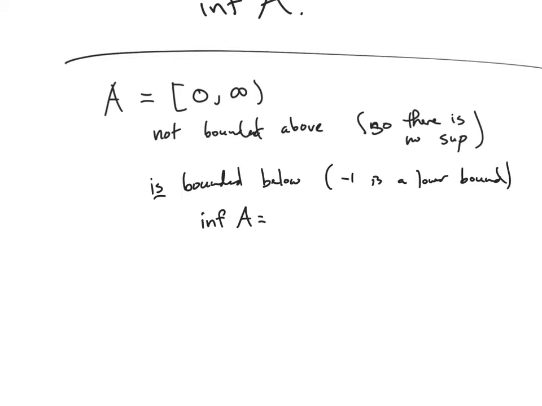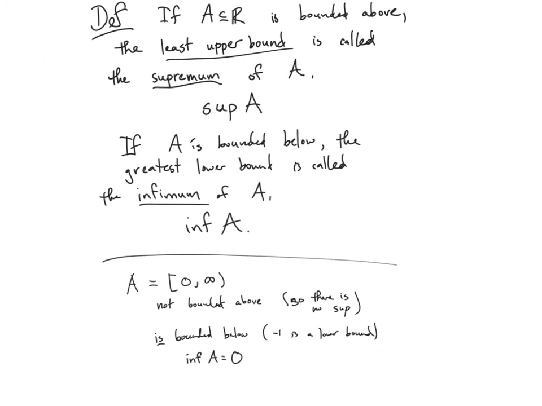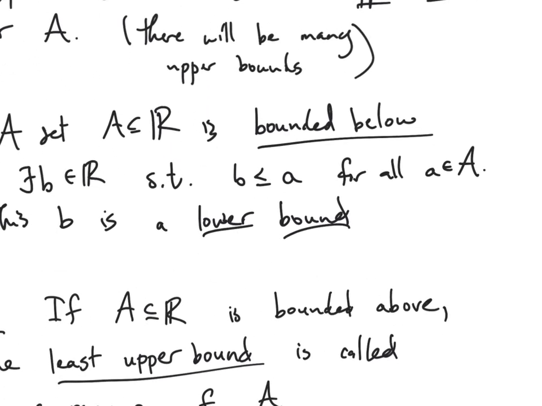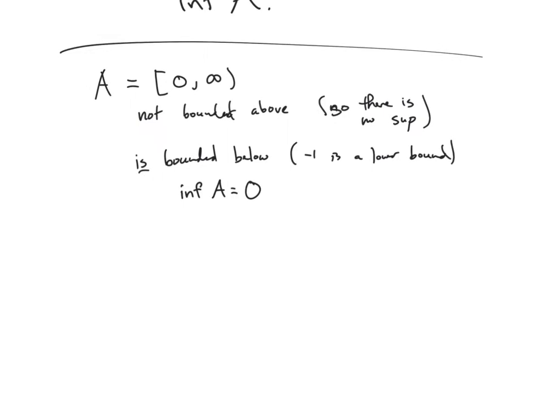Maybe you might hesitate. Does 0 really count as a lower bound, because 0 is actually part of the set? It does count if you look carefully at the definition here. A lower bound is some number b such that b is less than or equal to a. That means a number which is actually part of the set is allowed to be a lower bound if it's less than or equal to everything else. So, all right, the inf of this set is 0.